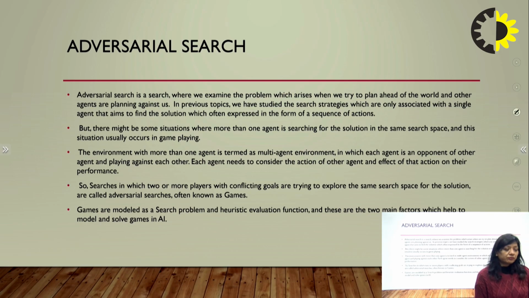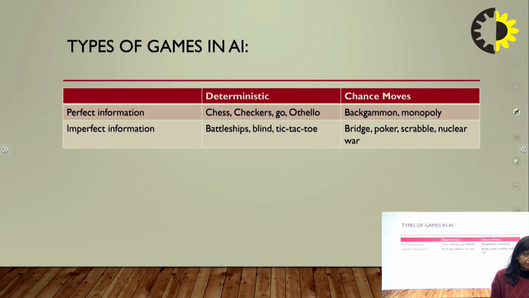So searches in which two or more players with conflicting goals are trying to explore the same search space for the solution are called adversarial searches, generally known as games. Games are modeled as a search problem and a heuristic evaluation function, and these are the two main factors which help to model and solve games in AI. So we have to think about two types of games in AI.